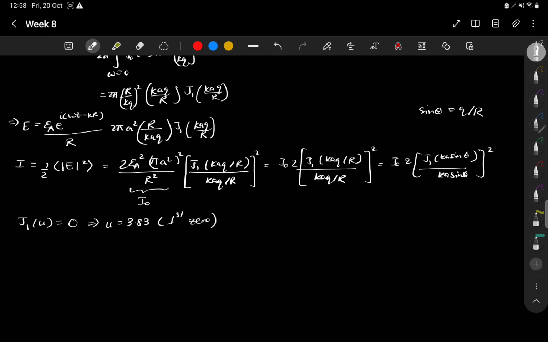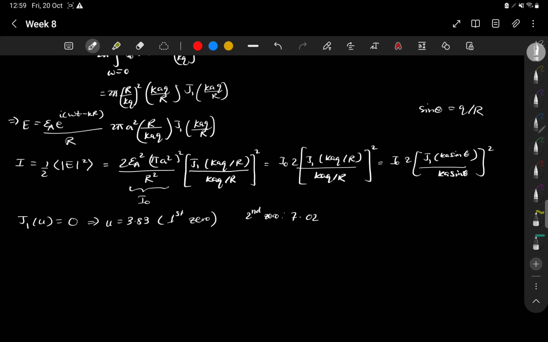So this first 0 is where you would see the first dark ring. The second 0, if you want to know, is at the location 7.02, and so on. Similarly, you would have third 0, fourth 0, and infinitely many zeros.